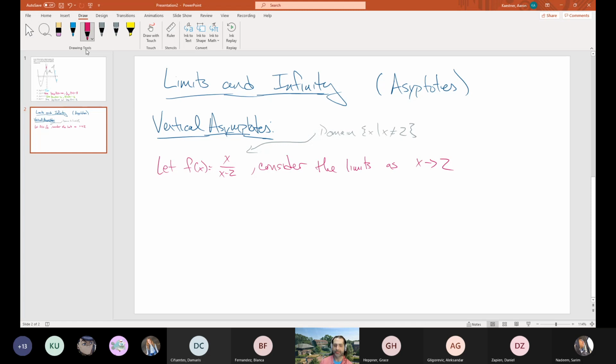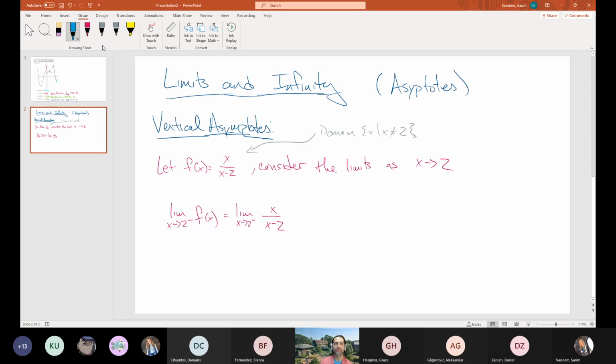can take my calculator and graph it, or we can use our intuition a little bit, and let's try to do that first. So if we want to talk about limits in general, a good place to start is to think about one-sided limits. So let's look at the limit as x goes to 2 from the left of f of x. In other words, the limit as x goes to 2 from the left of x over x minus 2.